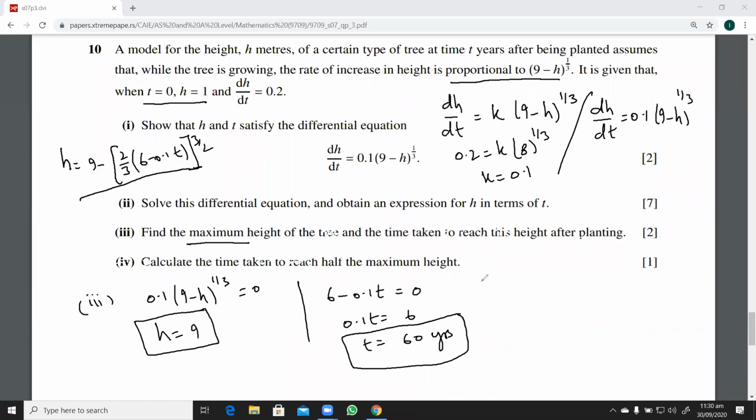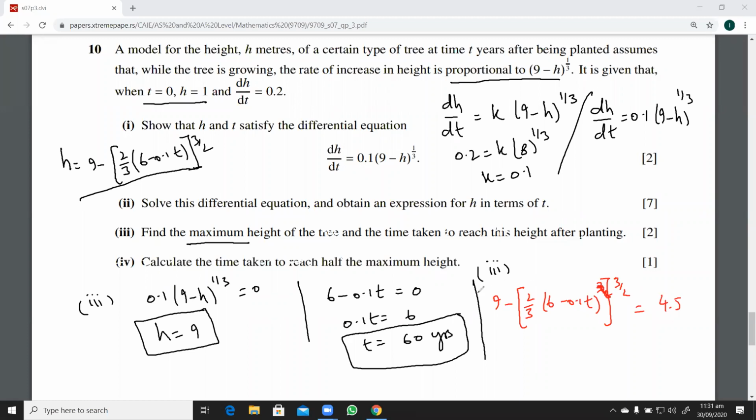The last part: calculate the time taken to reach half the maximum height. So this means you will put 9 minus (2 over 3 into (6 minus 0.1 t)) raised to power 3 over 2, equal to 4.5.